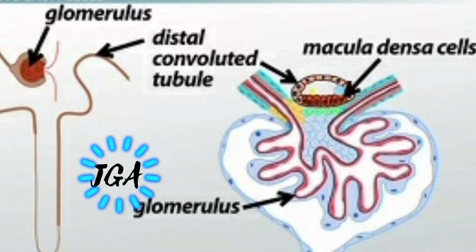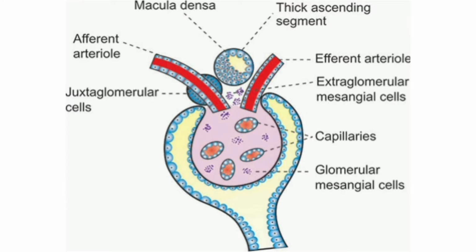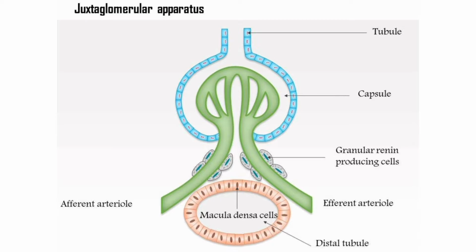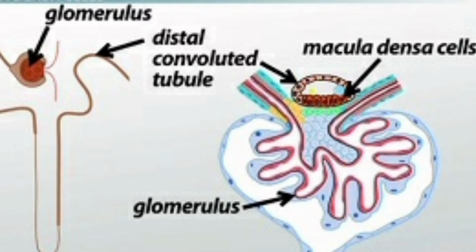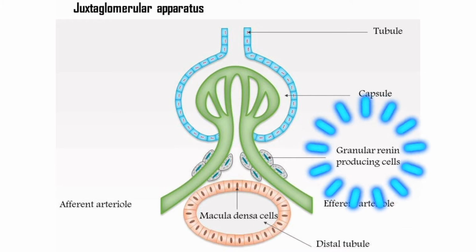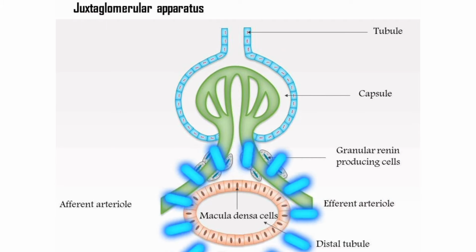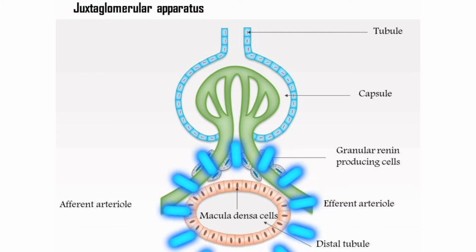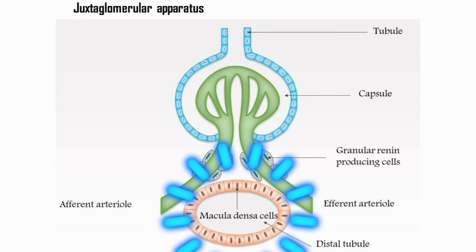It is a special sensitive region formed by cellular modifications in the distal convoluted tubule and the afferent arteriole at the location of their contact. This apparatus includes three things. They are the granular juxtaglomerular cells in the afferent arteriole, the macula densa cells of the distal convoluted tubule, and the agranular lattice cells situated in between the above two cells.